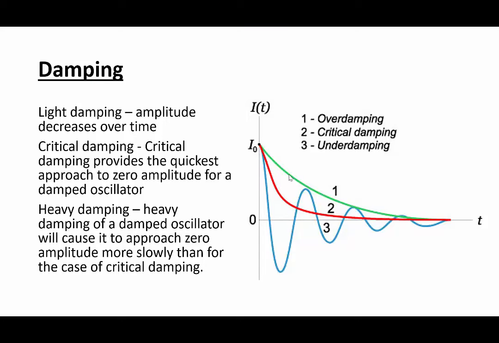Okay, so what we saw in that video was light damping, and in light damping the amplitude decreases by a small amount over time. So each oscillation they lose some of the amplitude. And that's the blue line on this graph.